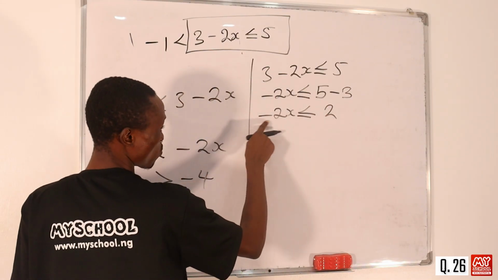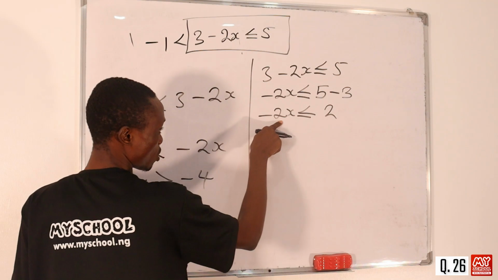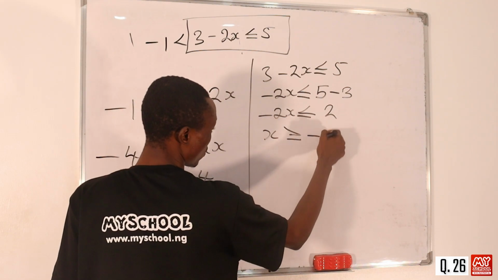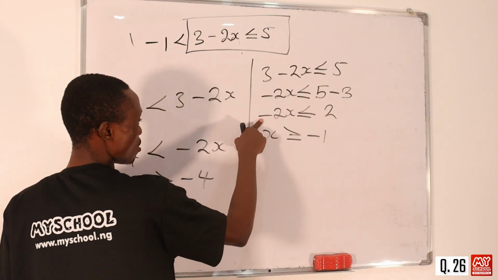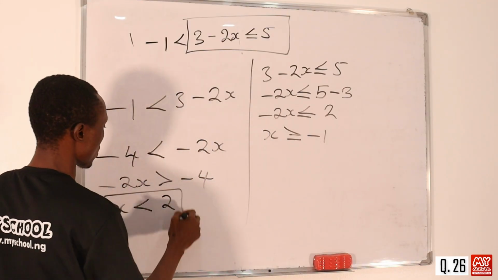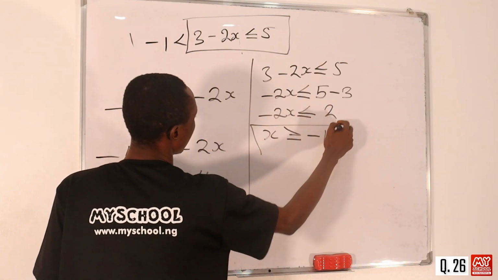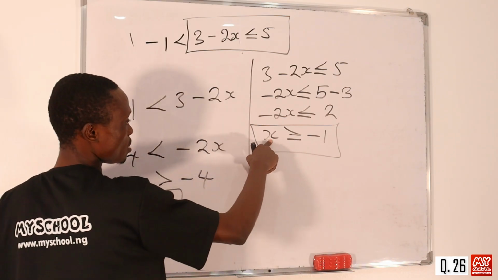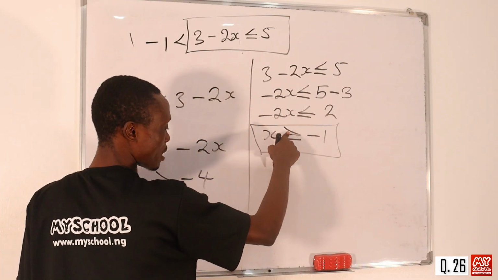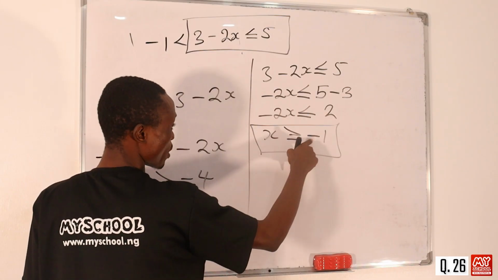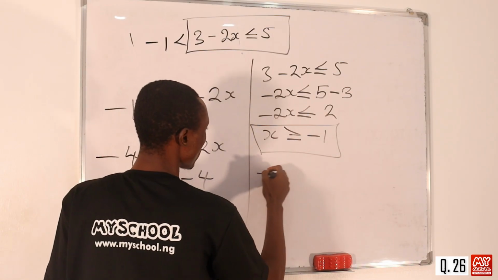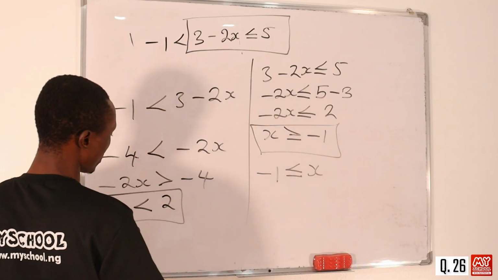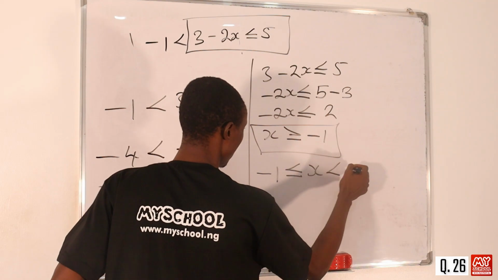We divide both sides by the coefficient of s, which is minus 2, so that we'll be having s is greater than or equal to minus 1, since we divided by minus 2. These two answers, we can put them together so that we can find the range of the value of s. Since we are saying s is greater than or equal to minus 1, it simply means that minus 1 is less than or equal to s. But remember that here s is less than 2.